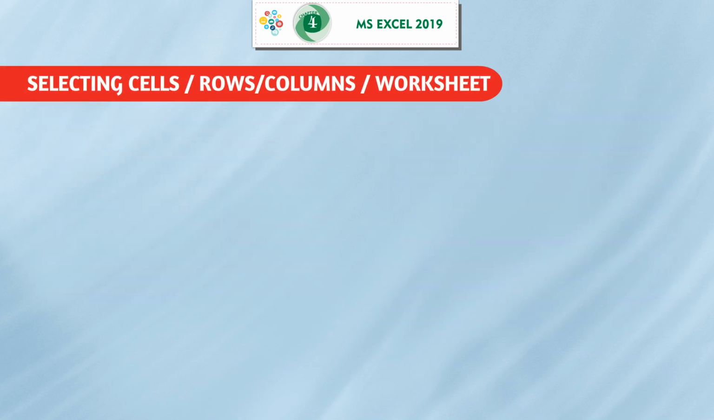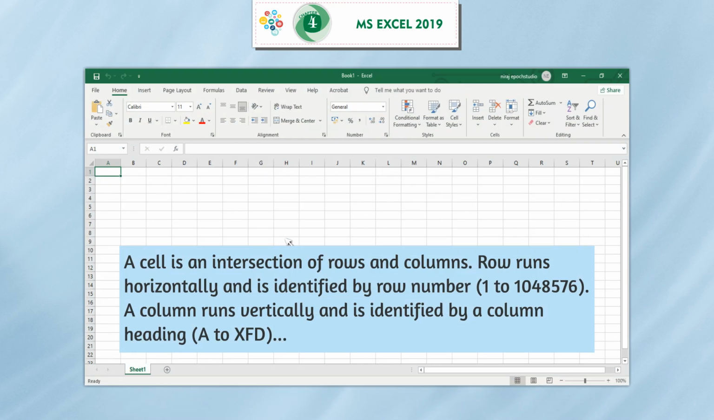Selecting cells, rows, columns, worksheet. A cell is an intersection of rows and columns. A row runs horizontally and is identified by row number 1 to 1048576. A column runs vertically and is identified by a column heading A to XFD.